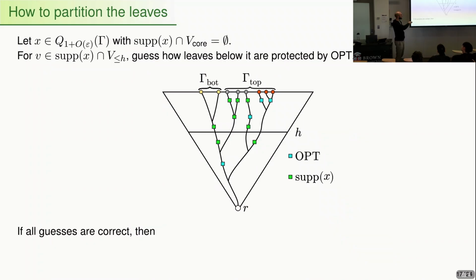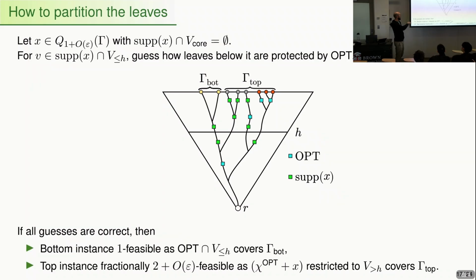Why do we do this? Assuming that all of our guesses are correct, first of all the observation that we already had: for the bottom partition, the optimal solution restricted to the bottom levels covers all of it, and we can find the solution or a similarly good solution via dynamic programming.